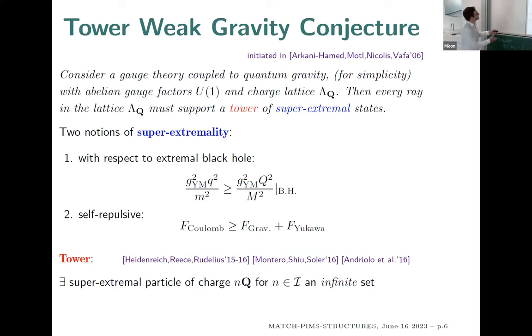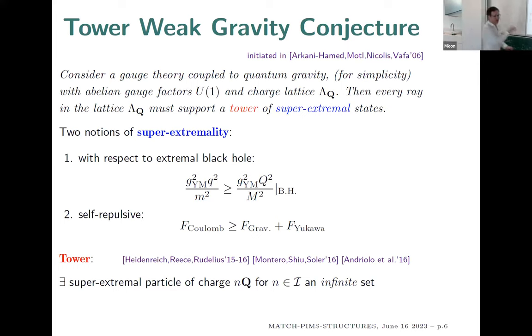And we said there should not only be some super extremal state, but there must be a tower. What do we mean by this? This means that there exists a super extremal particle of charge n times q for every charge q, where n should be some infinite set. So for every q, there must be infinitely many particles. This would then be a lattice version of the weak gravity conjecture, where the whole sublattice should be populated. But more generally, it would be enough if some multiple nq, for n in an infinite set, is populated for every q. So infinitely many states must be there in such a gravity theory.